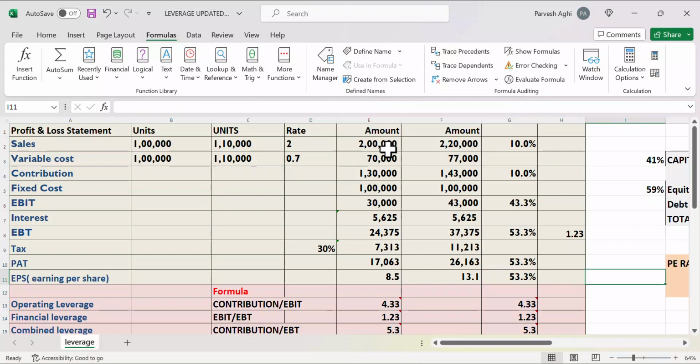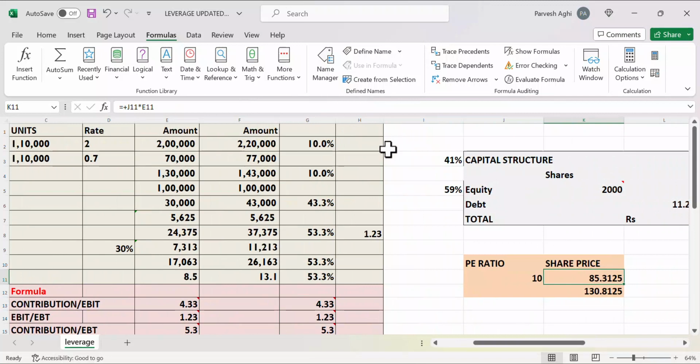अब क्या होगा? Look at the 10% increase in the sales. The share price has zoomed to 130 in the market. Share price कितना हो गया? 85 से 130 with only a 10% increase in the sales, because they were able to magnify their profits and their bottom line. Okay, fine. So let's talk about, इसको हम क्या करते हैं?